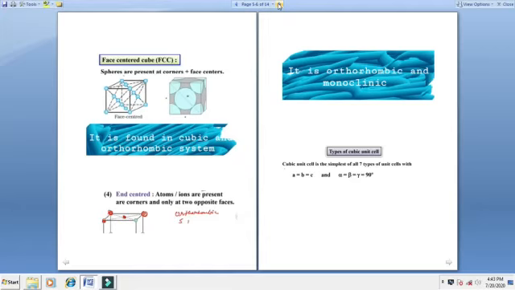If you look at the types of unit cell, the cubic unit cell is the simplest of all 7 types of unit cells, because a is equal to b is equal to c, and alpha is equal to beta is equal to gamma, and all 3 are equal to 90 degrees.